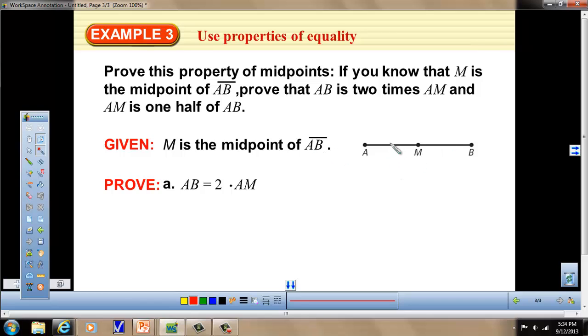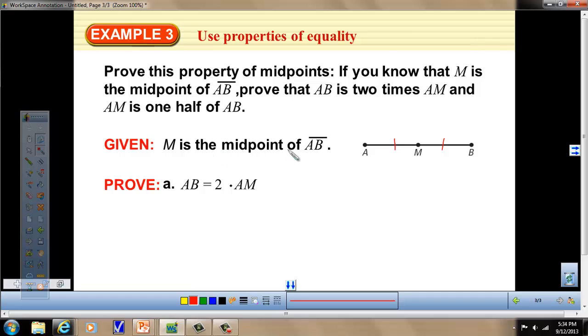Well, the best thing for you to do is to mark the figure based on what's given, not based on what you're trying to prove, but what's given. If M is the midpoint, we know that these two are equal, so mark that. That is another statement that you can make. You can make the statement AM is equal to MB, or AM is congruent to MB, because of the definition of what midpoint is. We use definitions whenever they give us a word that we can use.